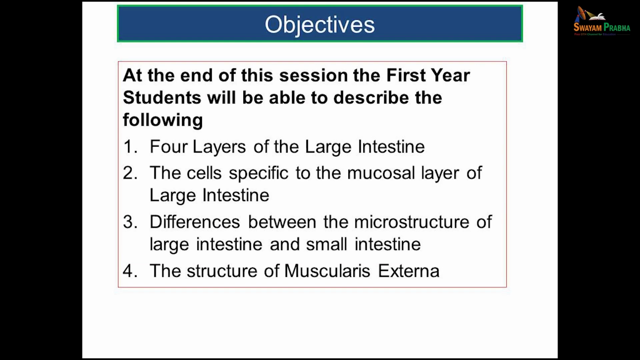The objective of this session is that the first year students, at the end of the session, will be able to describe the 4 layers of the large intestine, the cells specific to the mucosal layer of the large intestine as compared to the rest of the intestine, the differences between the microstructure of the large intestine and the small intestine, and the structure of the muscularis externa.